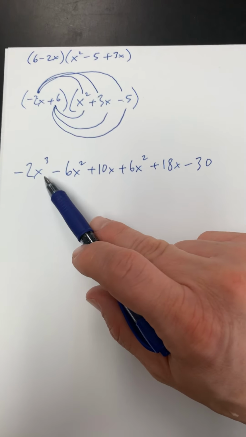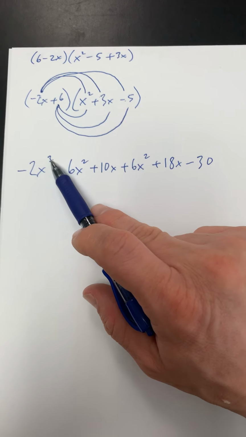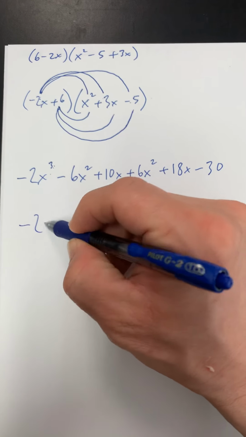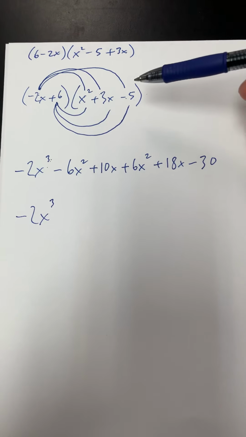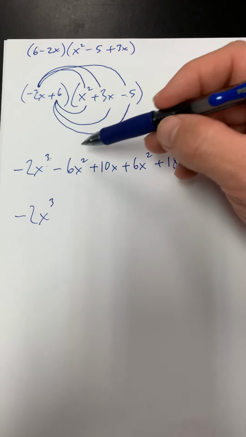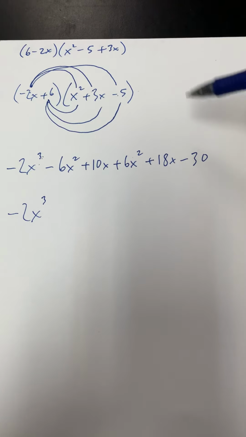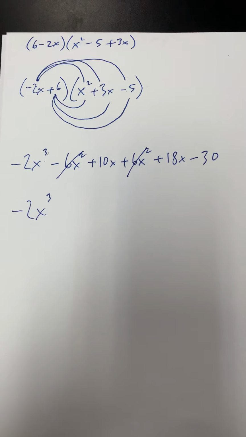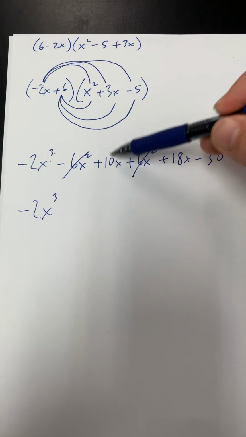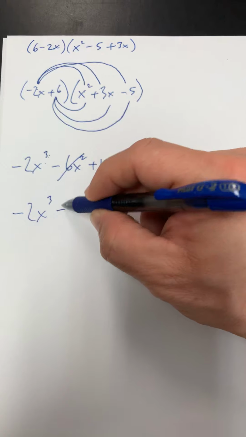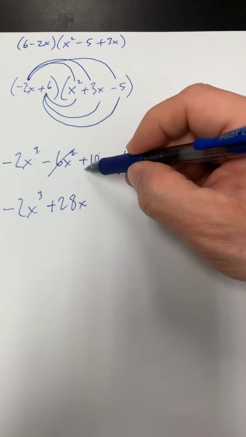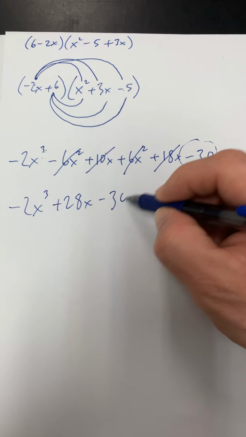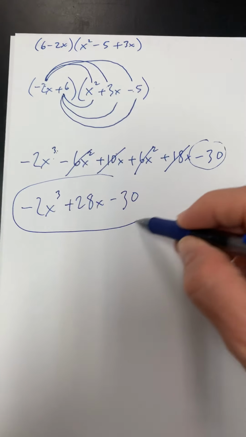All right, so there's not another x cubed term in this here, so it's going to be by itself. So it's going to be negative 2x cubed. Okay, let's look at our x squareds. We got a negative 6x squared and a positive 6x squared, and those actually cancel out because negative 6 plus 6 is 0. So then we have 10x plus 18x gives us 28x. So those have been combined. And then we have this negative 30 at the end. And that's our final answer.